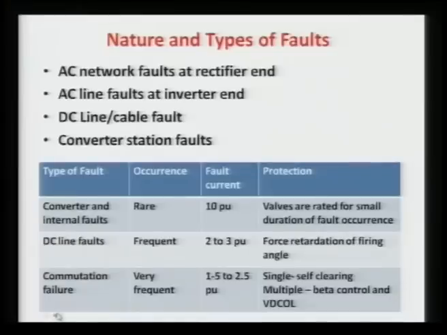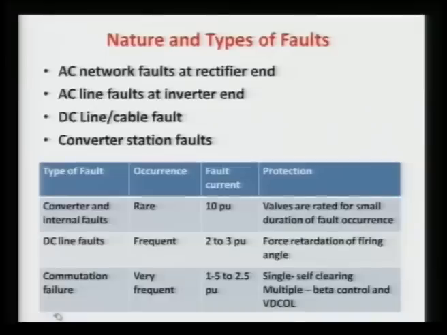We know that in an HVDC system, if we are talking about the two terminal HVDC link, we have one rectifier and one inverter, and the AC system is there on both sides. So the fault can be in the rectifier and AC system, and there is also a possibility of a fault in the converter itself, in the station itself.